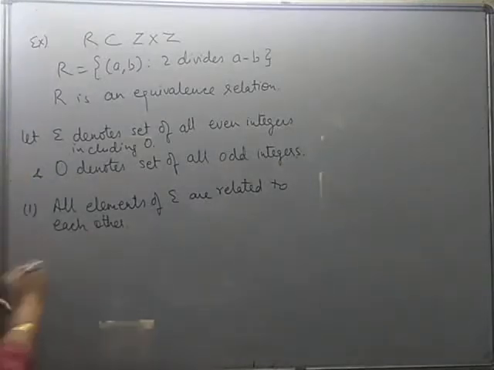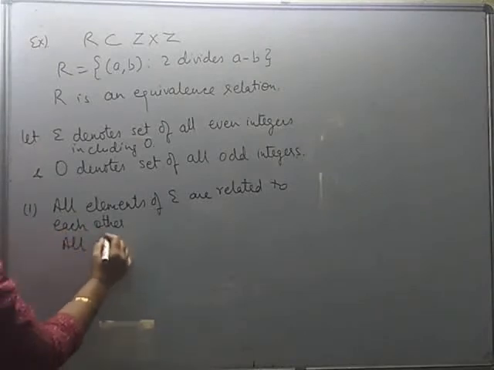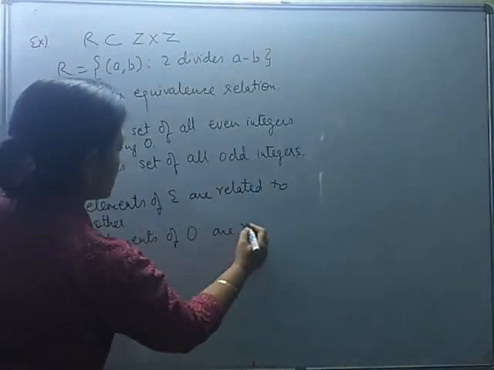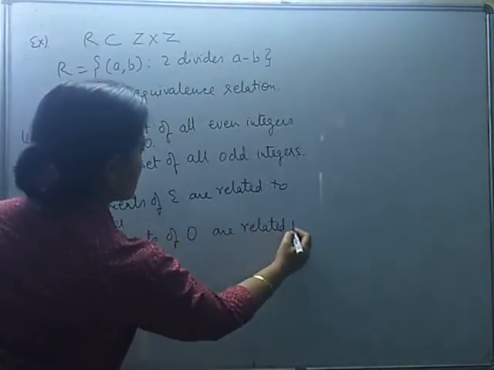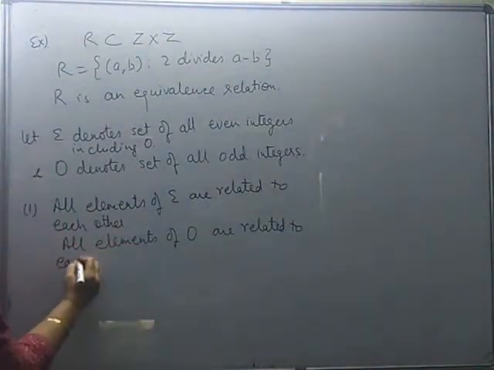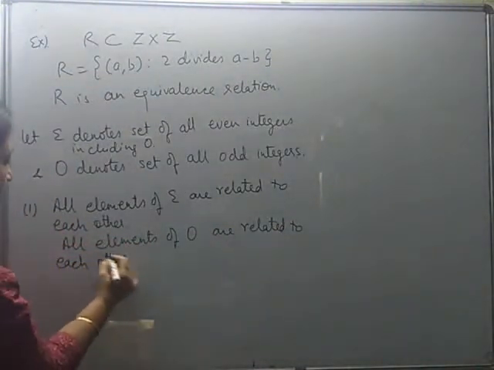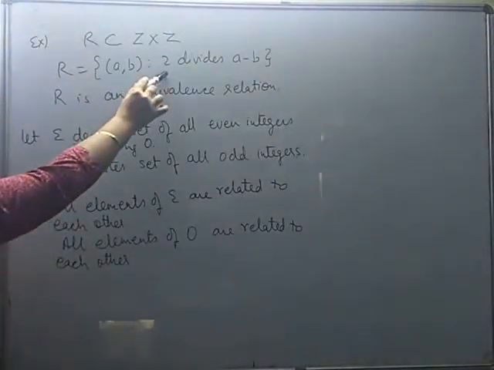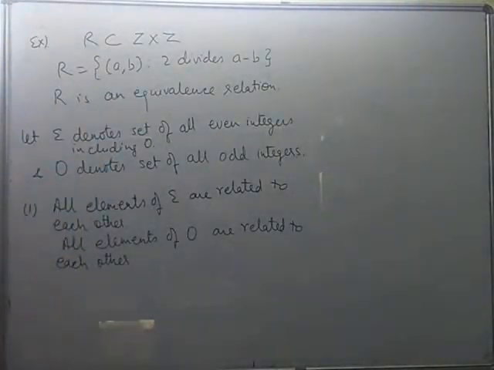In the same way, all elements of O are related to each other. This is also satisfied because we know if two odd numbers are subtracted, the difference of two odd numbers always comes out to be an even number. So obviously it will get divided by 2. Whether I talk about this case or that case, the difference of two numbers will be divisible by 2. So this condition is fulfilled.